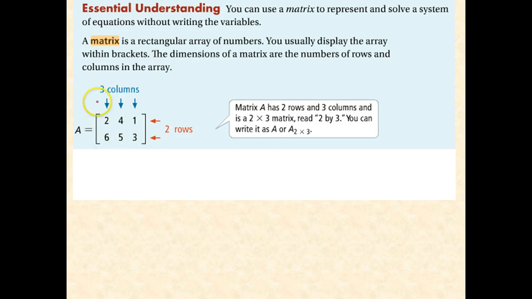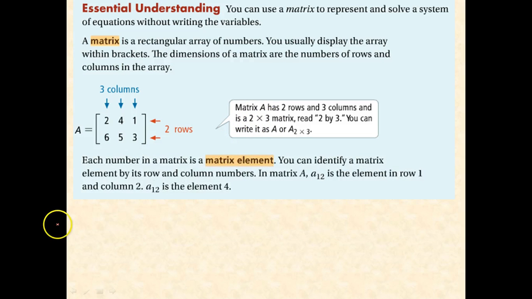Alright, so matrix A has 2 rows and 3 columns. So we call it a 2x3 matrix. Each number in the matrix is called an element of the matrix, and you can identify a matrix element by its row and column, like so. This little a, 1, 2 means what is the element in row 1, column 2? And row 1, column 2 is 4. So remember, it goes row, then column. RC, like a remote controlled car.